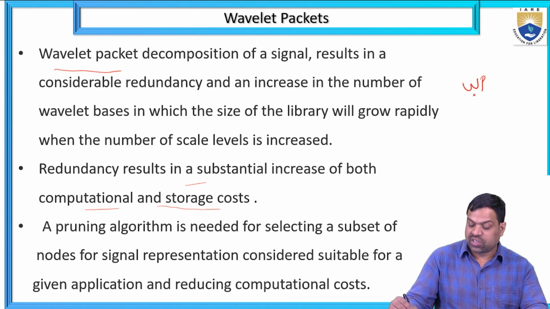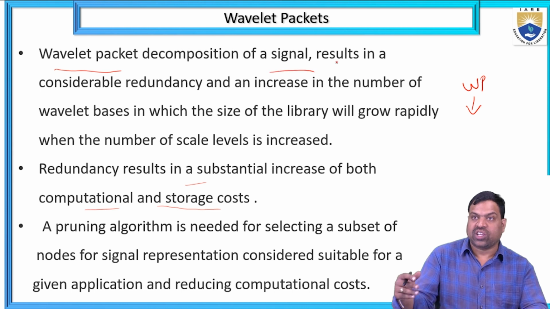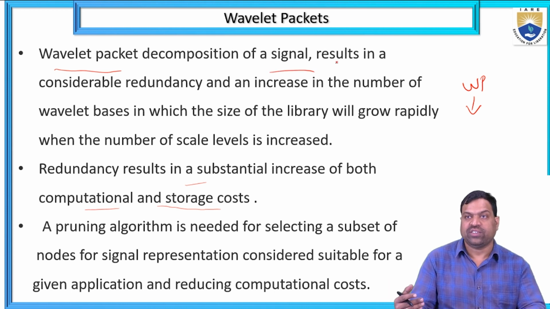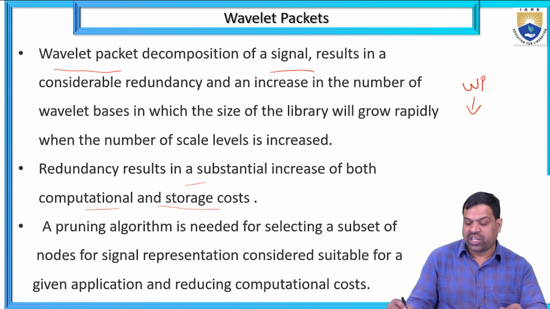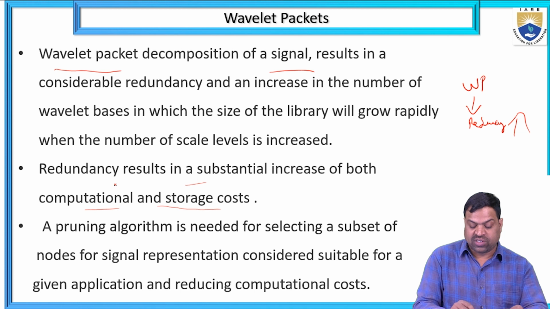So when we are going for the wavelet packet, it is a decomposition of the signal, meaning at the output stage we have to remove the filters. Then the results show considerable redundancy, with an increase in the number of wavelet bases, and the size of the library will grow rapidly when the number of scale levels is increased. So when applying the redundancy, the scale factors are increasing, and the result is a substantial increase of both computational and storage cost.